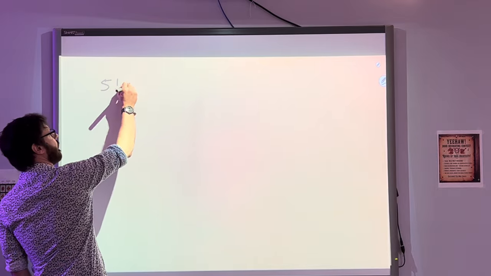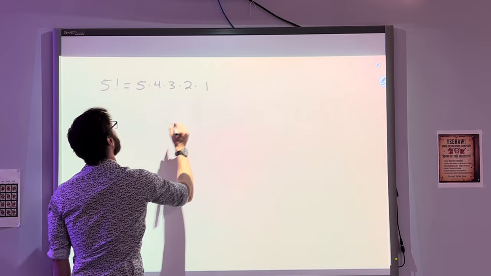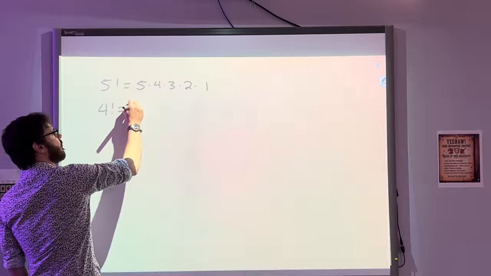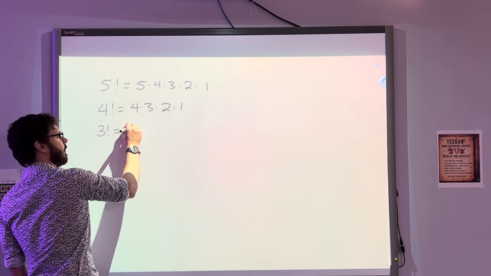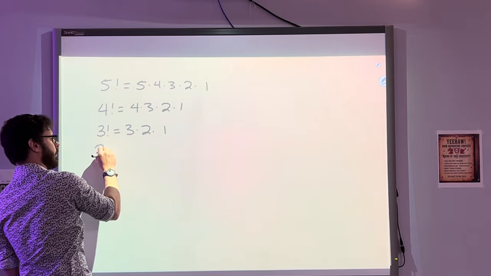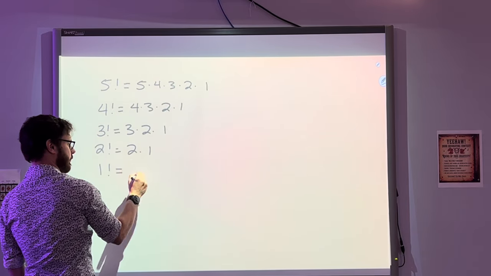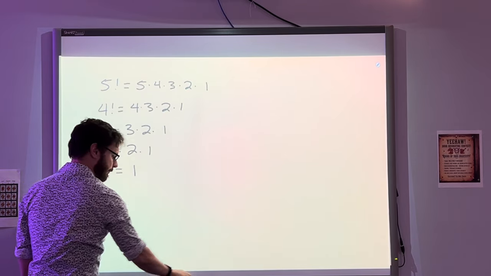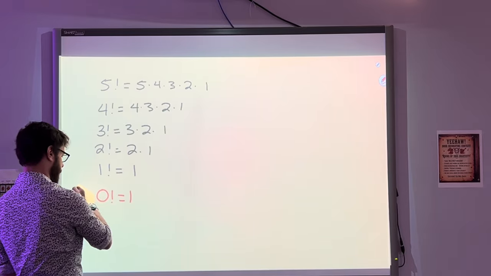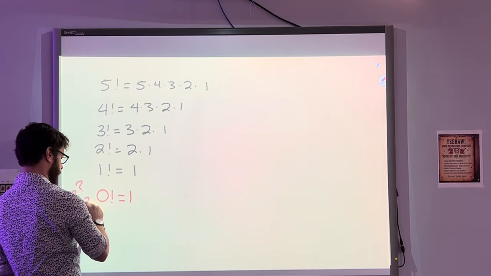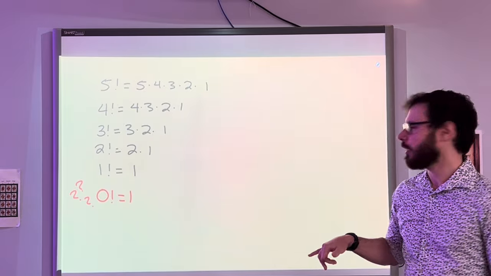5 factorial. That is 5 times 4 times 3 times 2 times 1. 4 factorial is 4 times 3 times 2 times 1. 3, 2, and then 1. So the question is why is 0 factorial equal to 1? Okay, let's figure it out.